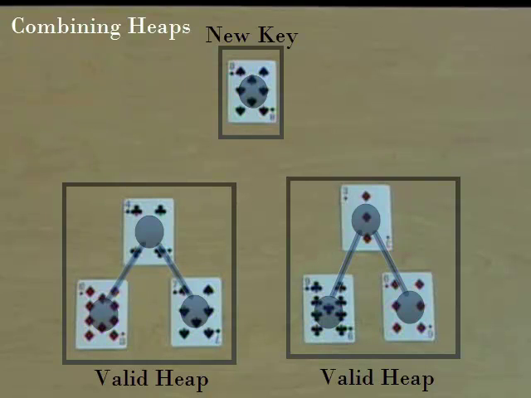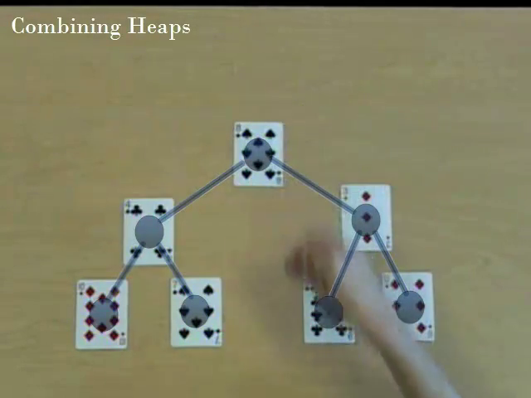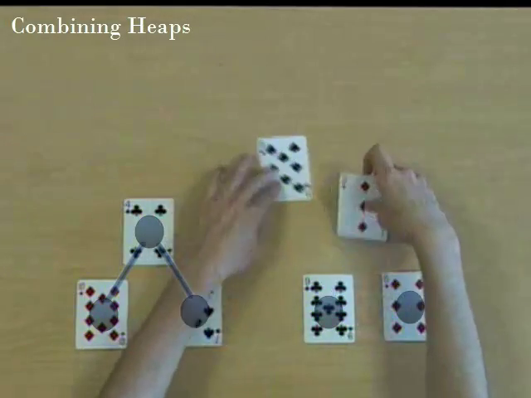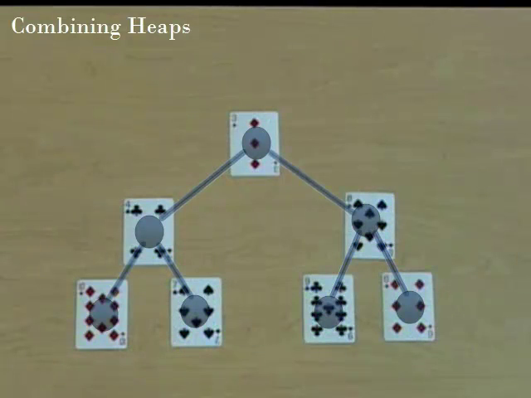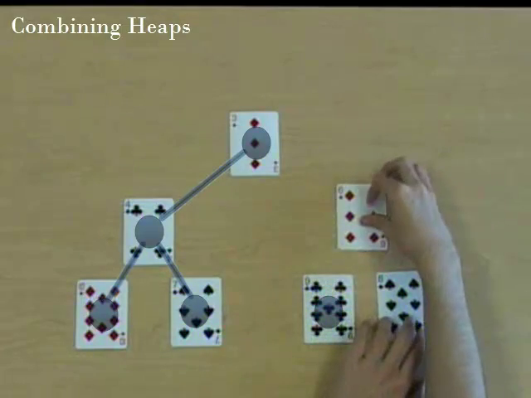We can make a heap from 2 valid heaps and a new key by making the key the root and the heaps the subtrees, and then performing downheap on the new key. To perform downheap, we take the smaller of the node's children and swap it if it is also smaller than the node, and then repeat until the node is smaller than both of its children or has reached the bottom of the tree.